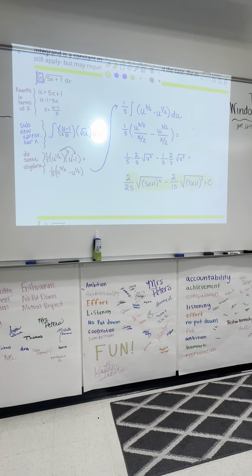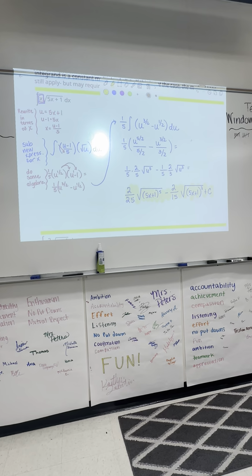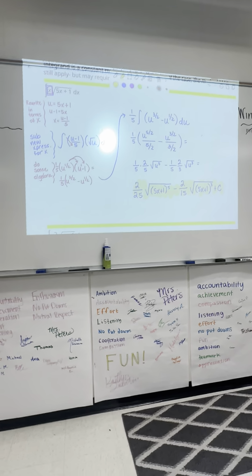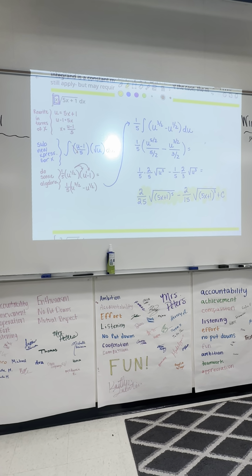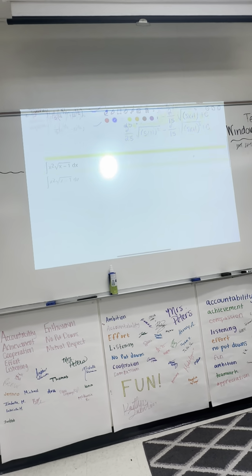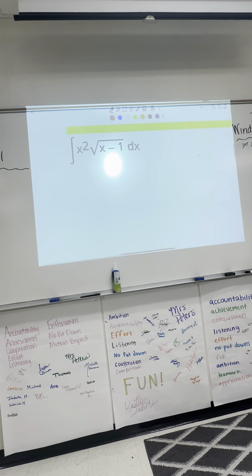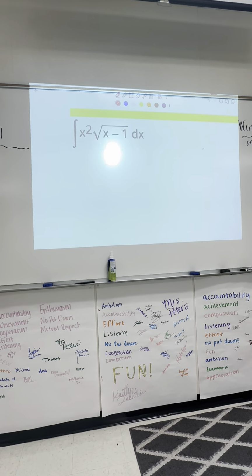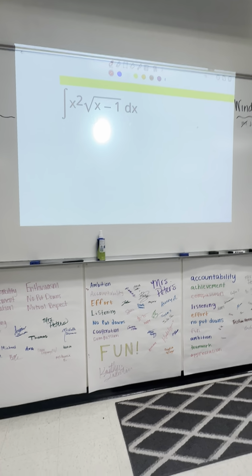Still shaking his head like, nah. Okay, all right? So we're gonna do the next problem one step at a time, then I'm gonna pop back up to this one and we'll look at them one piece at a time, okay? I want you to look at this one. I have x squared, square root of x minus 1. What would you say your u is? x minus 1.